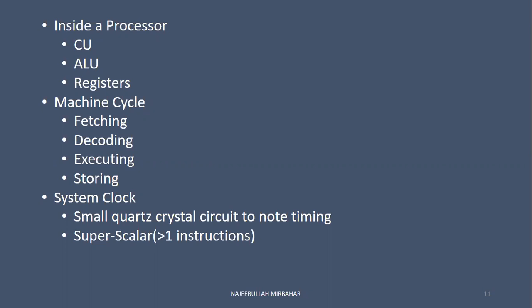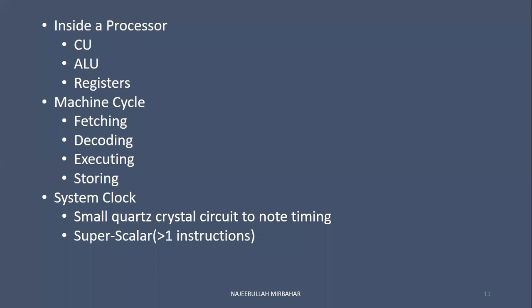So executing means carrying out the instructions. If I am writing 2 plus 3, the computer adds them and produces the result, that is 5. This step is called executing. Like, giving away the result is called executing. And storing is for future use. A computer stores some of its data and information to itself.